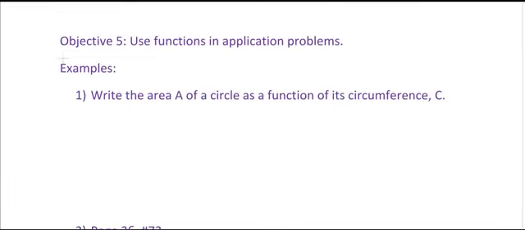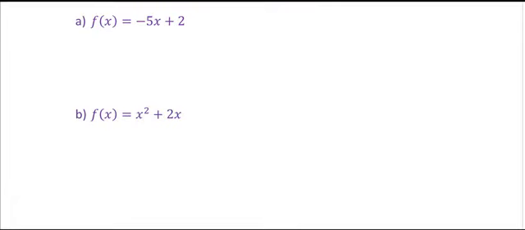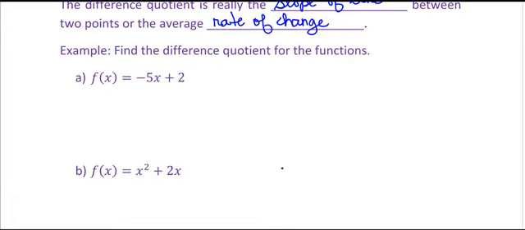So let me back up here and let's do some examples. And again, if you want to pause the video and go through these on your own, you may. But if I want to find the difference quotient for f of x is equal to this linear function, y is equal to negative 5x plus 2, what I'd have to do is find f of x plus h minus f of x all over h.